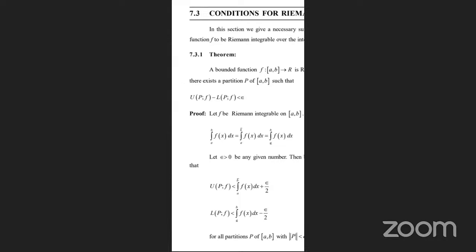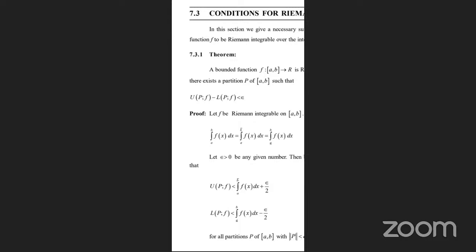what is the difference between the upper Riemann sum and the lower Riemann sum? Already in the last class we discussed it. The oscillatory sum. What is that? The oscillatory sum, U(P, f) minus L(P, f), is denoted by W(P, f) or O(P, f). So the oscillatory sum is less than epsilon: 0 is less than or equal to U(P, f) minus L(P, f), which is less than epsilon. This is one of the important theorems, the necessary and sufficient condition of Riemann integrability.